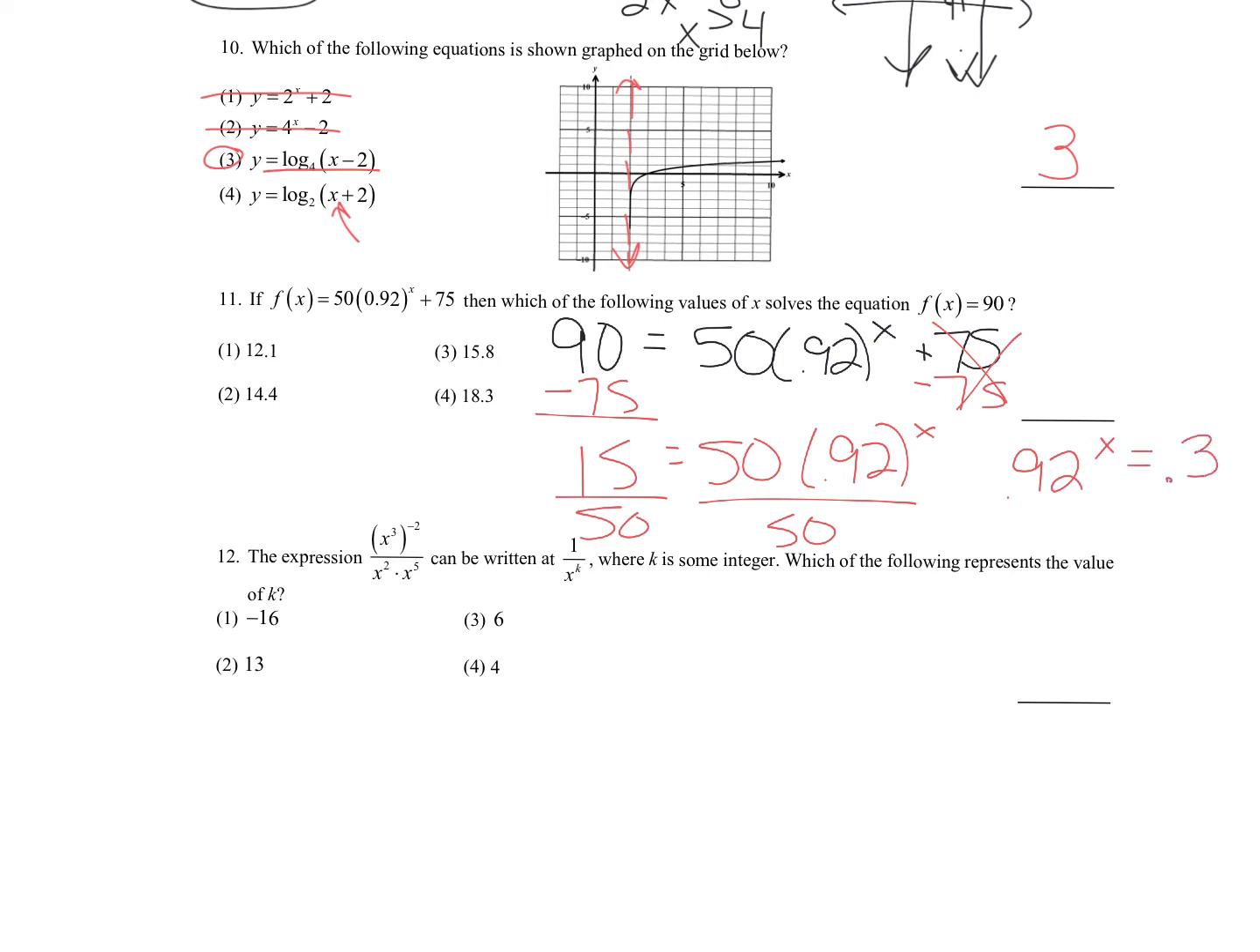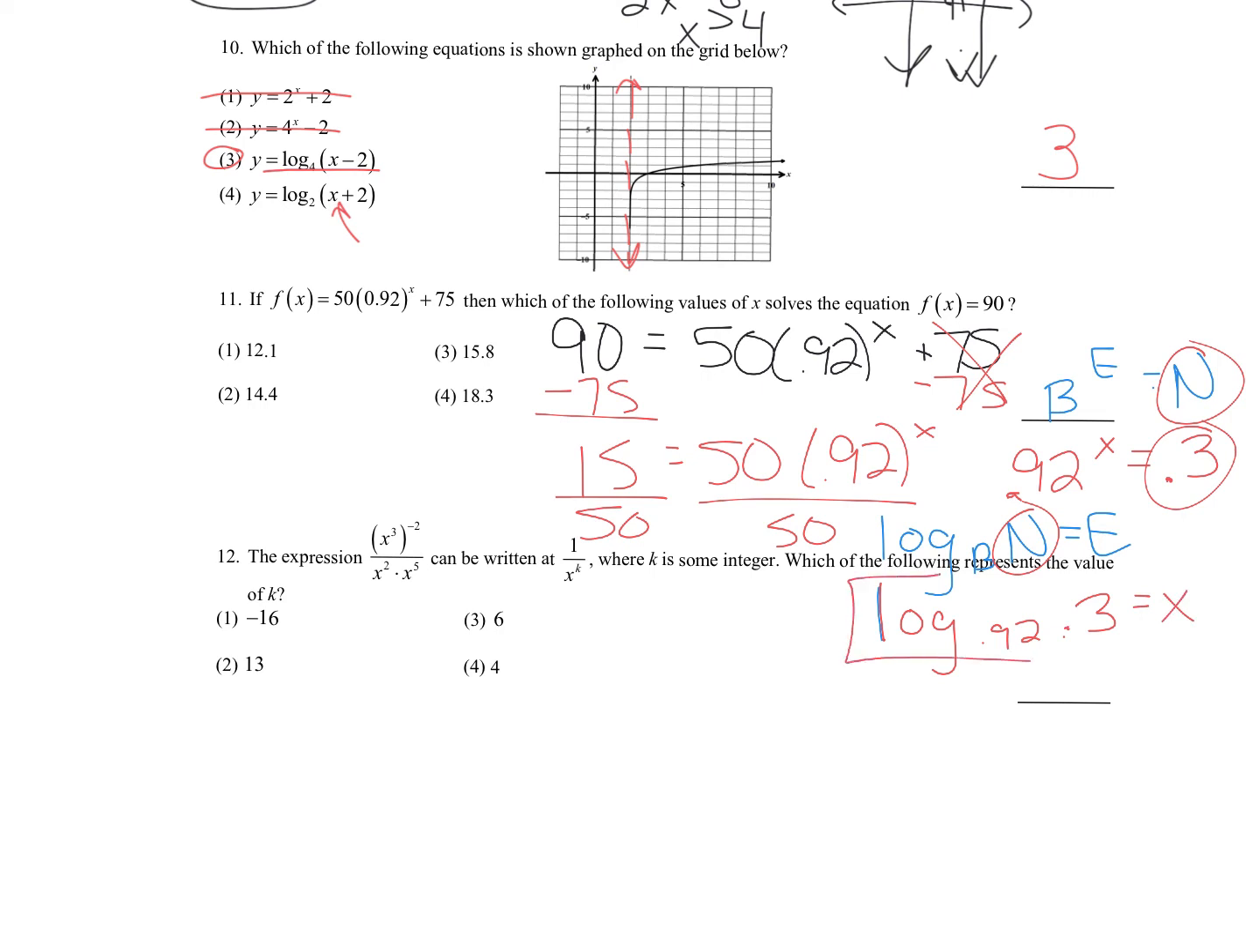Now this is not something where I can make the bases the same, but I do have that b-e-n form. So I'm going to write that down now. I have a base, an exponent, and a number, and we're going to put it into log base number equals exponent form, or log Benny. So when I write this down, I have log, my base is 0.92, my number, which is in this location and needs to go here, is 0.3, and that equals x. So we're going to type this in our calculator and see what we get.